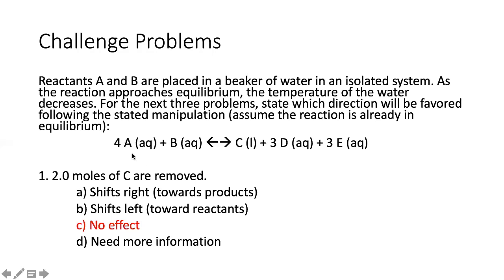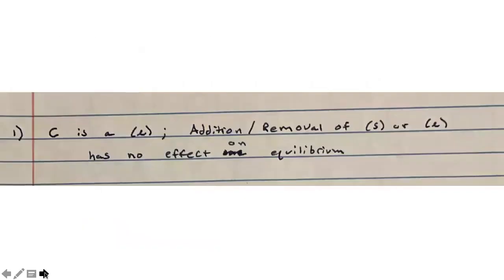So it's only when we add or remove things in the aqueous phase or the gas phase that we will see a shift towards reactants or products. Again, typically if we removed product D, we would see a shift towards products. But here we removed a liquid, which means there should be no effect, right? And that's what this just emphasizes.